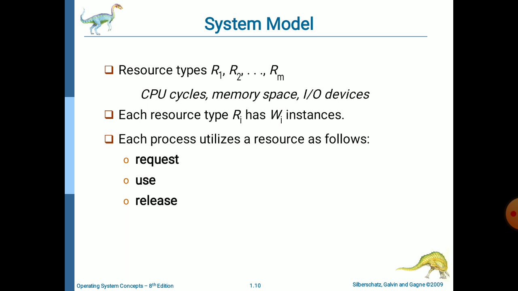Each process utilizes a resource with the following steps. First, it will request a resource. After the request, it gets allocated, and it is used by the process. And then, after usage, it will release the resource for some other process to utilize. So this is how the system model works. The resources are utilized in this way: request, use, and release.